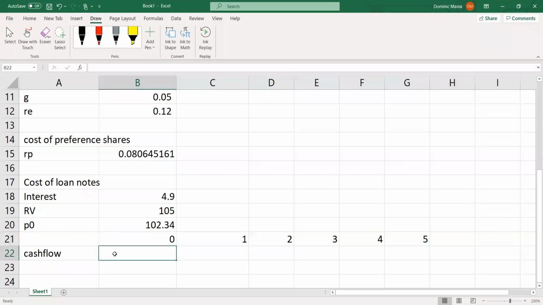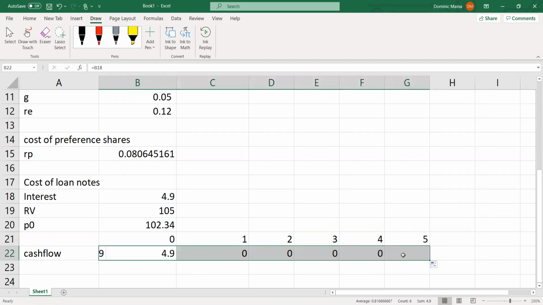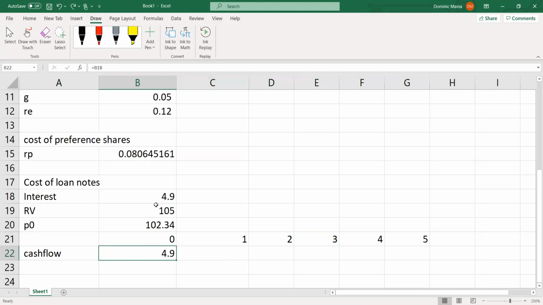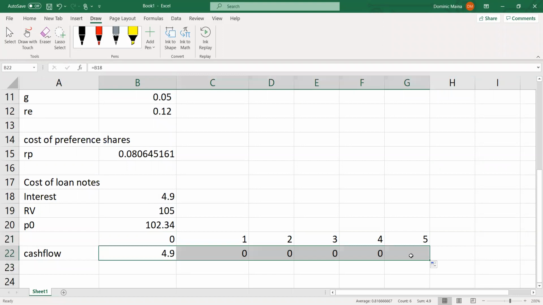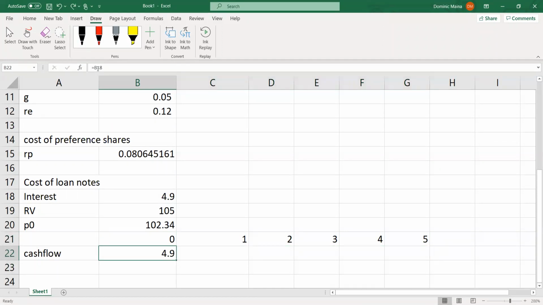In year 1, of course, you get 4.9, all the way until year 5. Every year you get that interest. The interest is paid yearly, so you get 4.9 from year 1 all the way to year 5. I'm just trying to drag and lock this cell, because every year for the next 5 years you get 4.9.